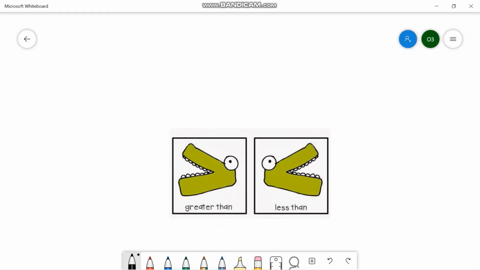So this symbol is greater than and this is less than. So we will be using these symbols in our lesson for today. But instead of using whole numbers, we will be comparing and ordering fractions, okay?